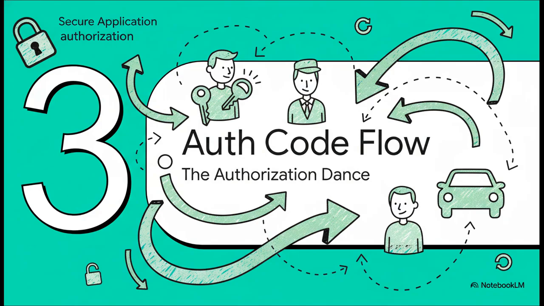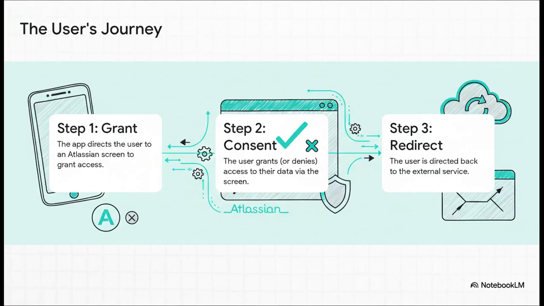All right, now we're getting into the real nuts and bolts. Section 3, the authorization code flow. I like to think of this as a kind of authorization dance, a set of specific steps that everyone has to follow perfectly. Now, from your point of view as the user, this whole dance is, well, it's dead simple. You've probably done it 100 times without even thinking about it. You click Connect, you get bounced over to that familiar Atlassian page, you click Approve, and boom, you're right back in the app. It just works.